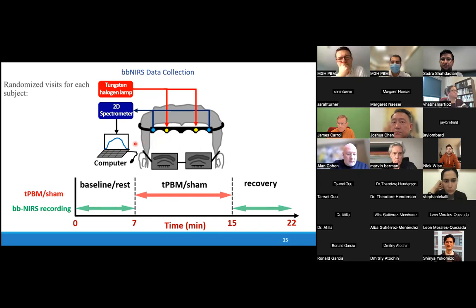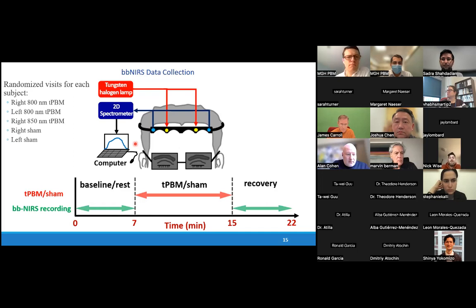The stimulation was randomized. We had 5 visits for each subject. In this study, we had 31 subjects. The visits included the right 800 nanometer tPBM, left 800 nanometer tPBM, right 850, right sham, and left sham. So we had 5 measurements for each subject.